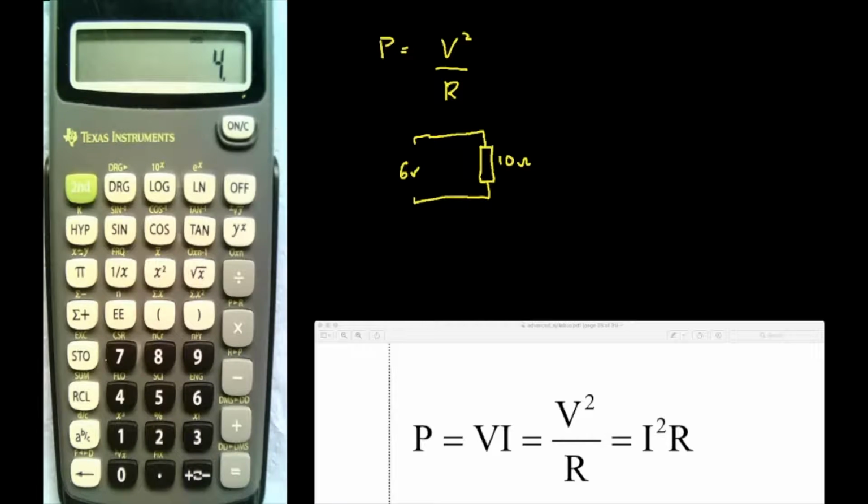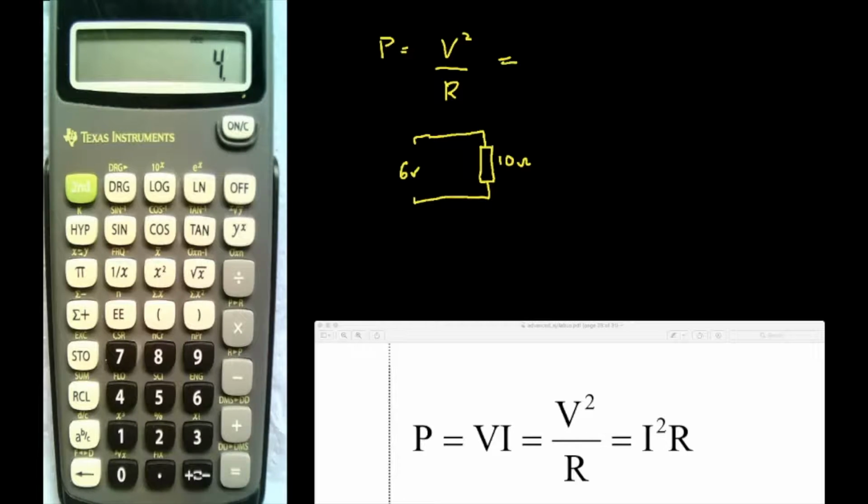Now with your knowledge from the intermediate course, you could work out the current flowing around that and then do P equals IV, and that would be fine. So the current would be 6 over 10, which would be 6/10 of an amp, and you multiply that by 6 volts, you would get 3.6 watts. So you could do it in 2 stages, or you could go straight to the answer by using this formula here. You've got V and you've got R, so you can go straight to the formula.